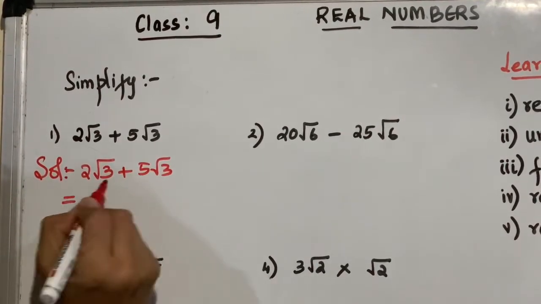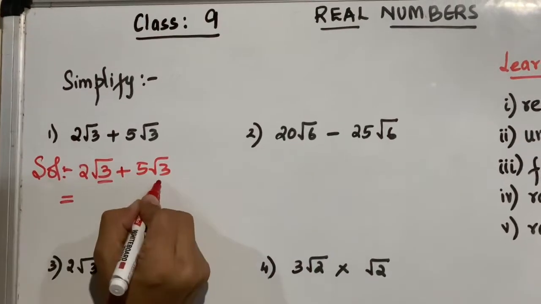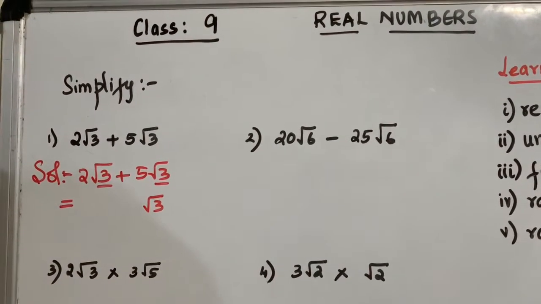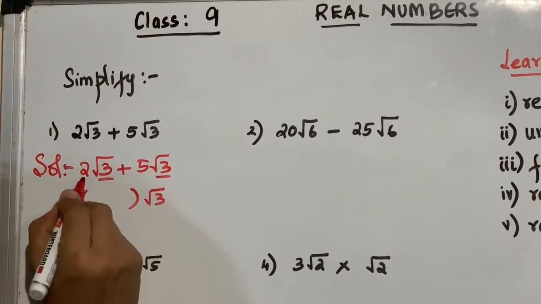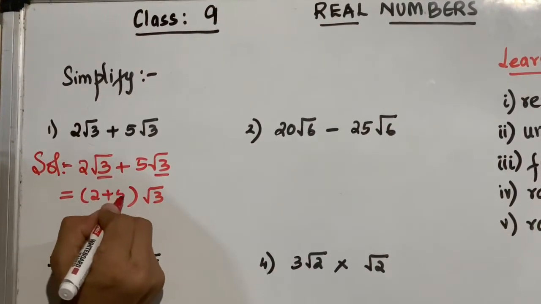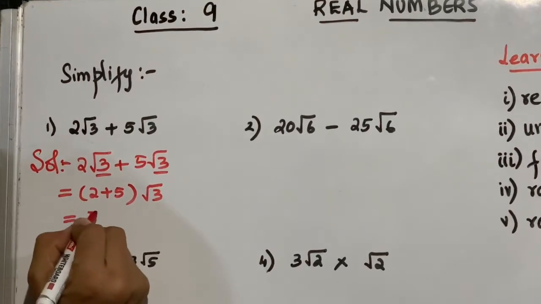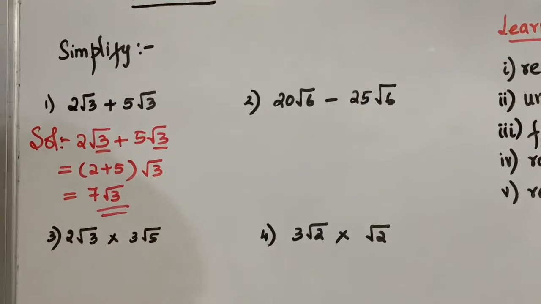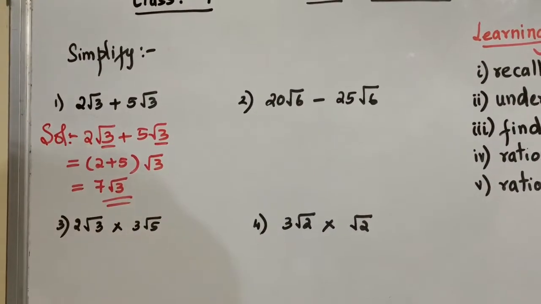The simplest form has root 3, the irrational number factor, common. So the common factor is root 3, and we add the coefficients 2 and 5. The answer is 7 root 3. So this is how we add two SURDs.